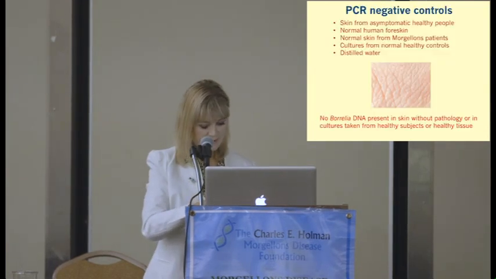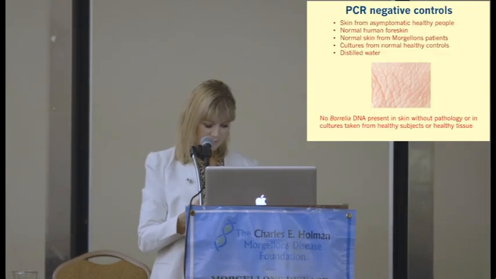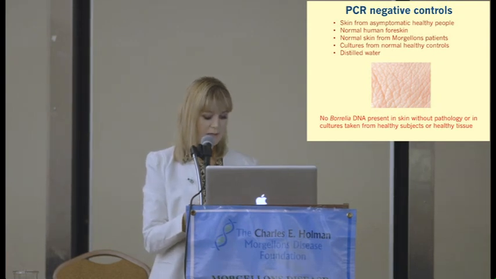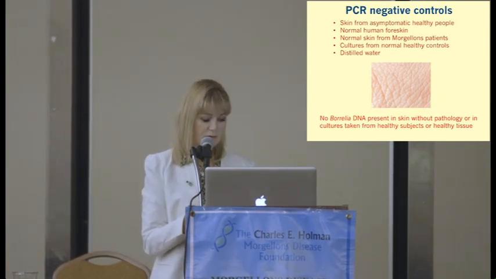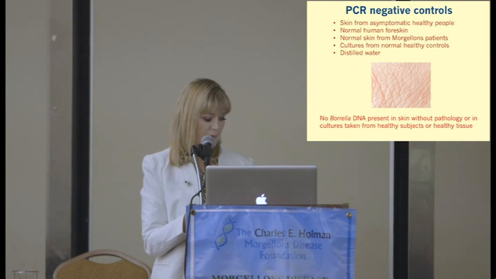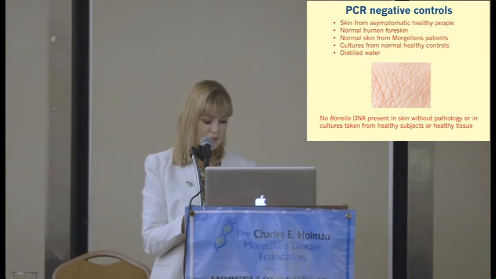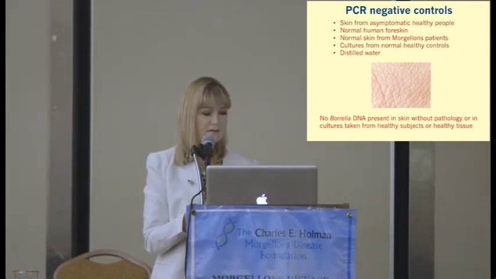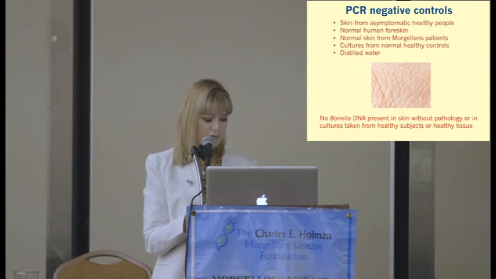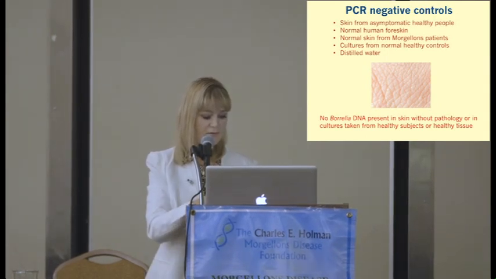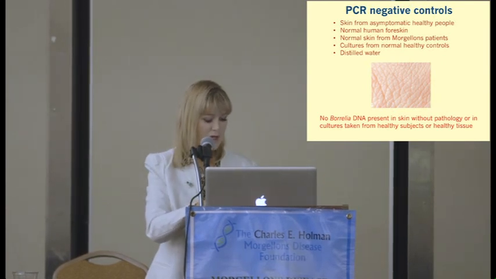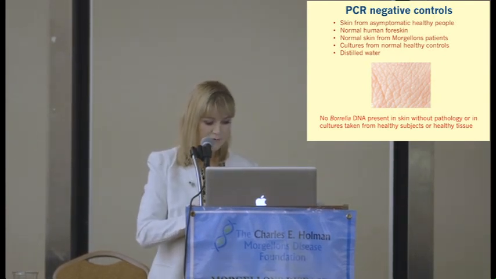So when we did PCR studies, we used controls too, and controls included distilled water, skin from healthy people, normal human foreskin, and normal skin from Morgellons and Lyme patients. We also used controls inoculated from the tissues and fluids from normal healthy controls. All our negative controls were negative.